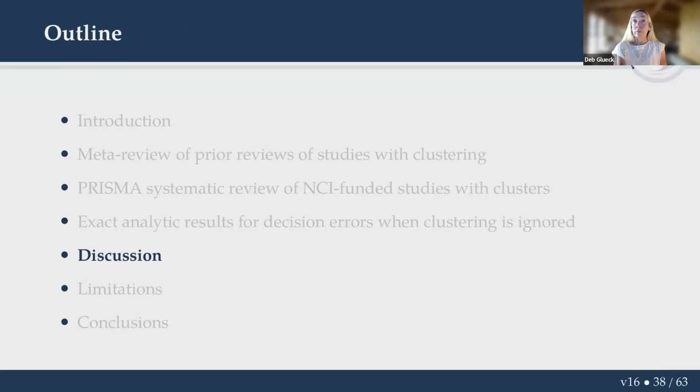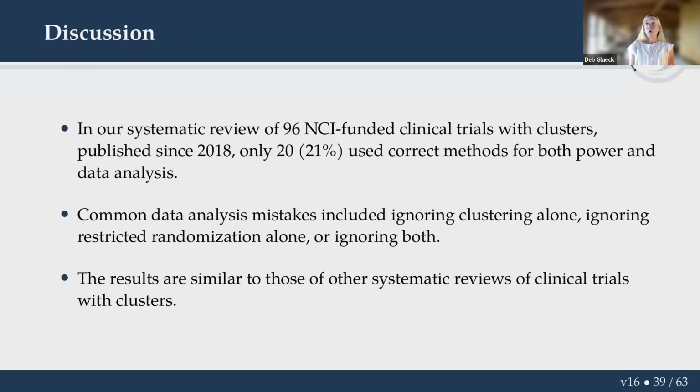We now move to the discussion. The overall message here is in our systematic review of 96 NCI-funded clinical trials of clusters published since 2018, only 21% use correct methods for both power and data analysis. Common data analysis mistakes included ignoring clustering alone, ignoring restricted randomization alone, or ignoring both. Our results are well within the context of other systematic reviews of clinical trials with clusters.